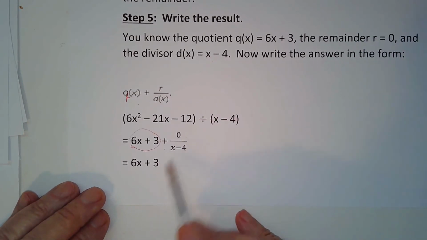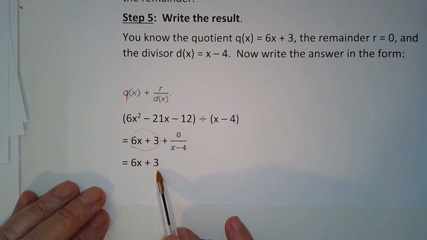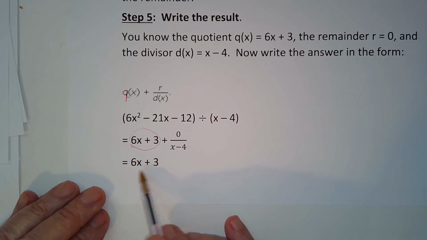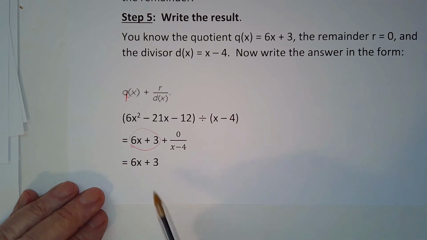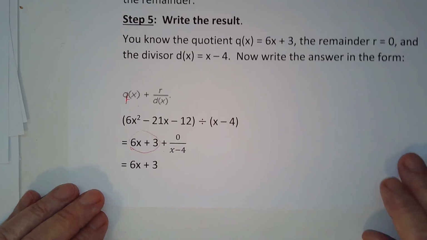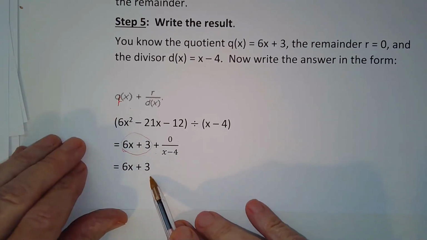And so when you simplify, of course, 0 over anything is 0. So your answer is 6x plus 3. So you have a linear factor here. You could figure out what x is when y equals 0 if you just set this equal to 0 and then simplify, but that's not part of what we're doing here. This is as far as you need to go.